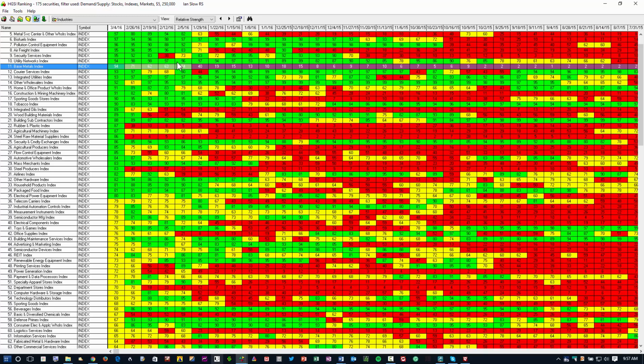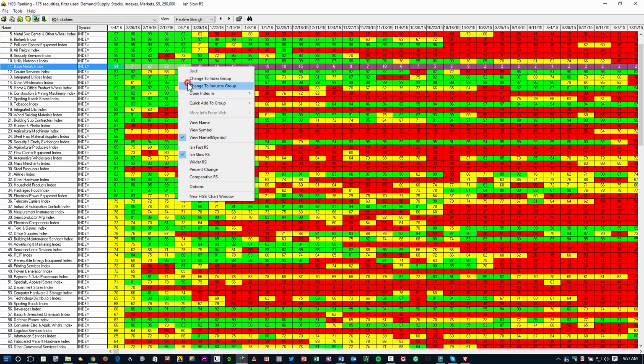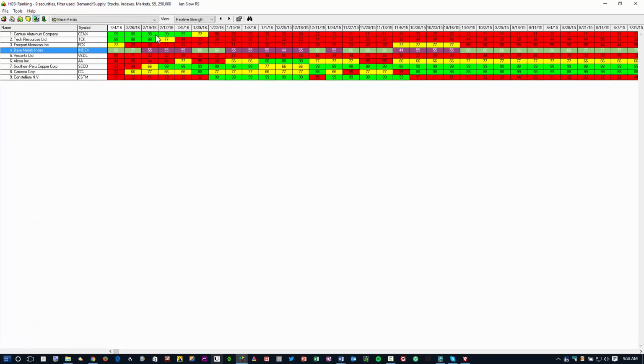If I right mouse click down into the base metal group, change to the industry group, notice that Century Aluminum is at the top of the list. This was the leading stock in the group.